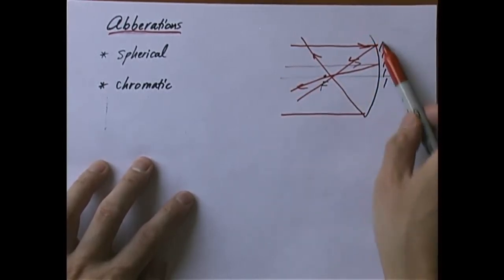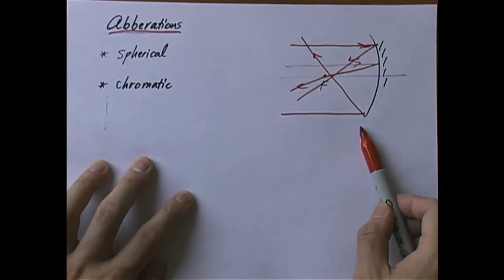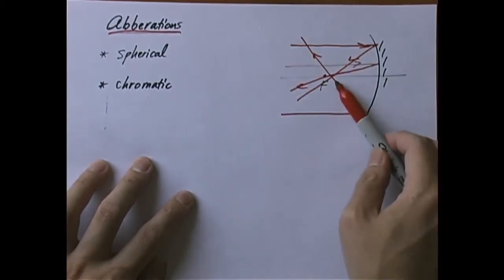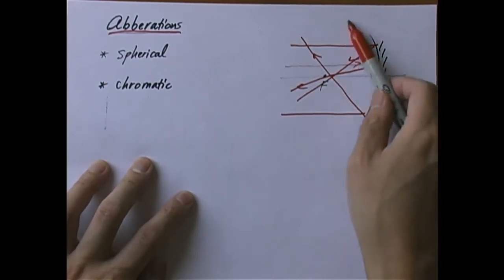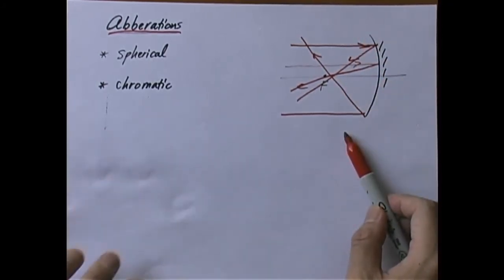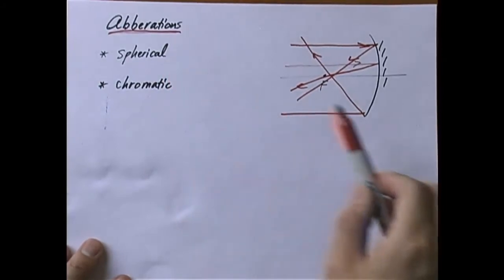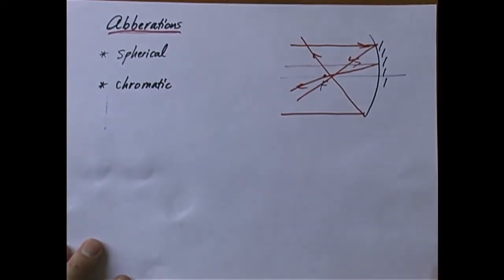That is because the spherical design is not perfect. If you want a perfect reflective surface where all the parallel beams focus exactly at one location, you use a parabolic surface. So this is an example of spherical aberration. The same thing happens for spherical lenses as well.